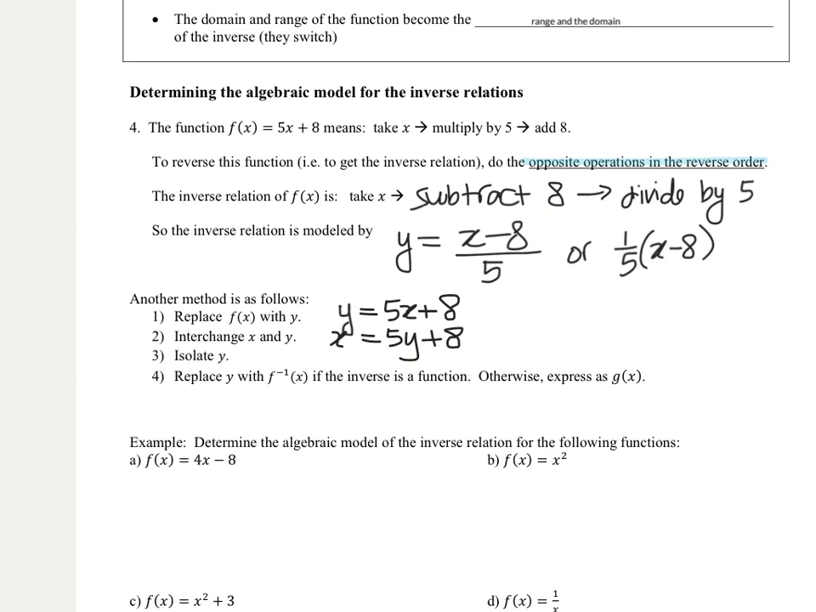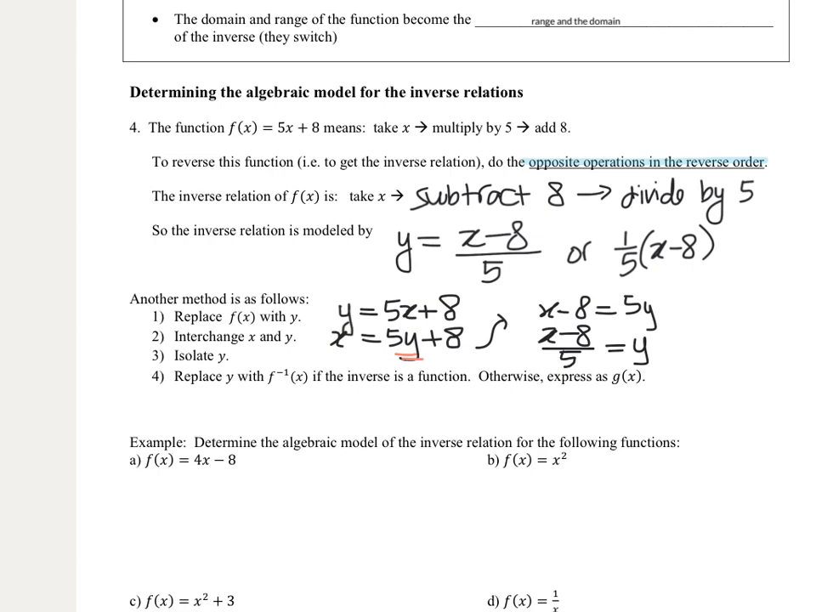Then, because we've now switched x and y, we're going to work on isolating for this new y. Okay, so that means we are going to subtract 8 to get 5y, and then the last thing we're going to do is divide both sides by 5. So we get x minus 8 over 5 equals y.